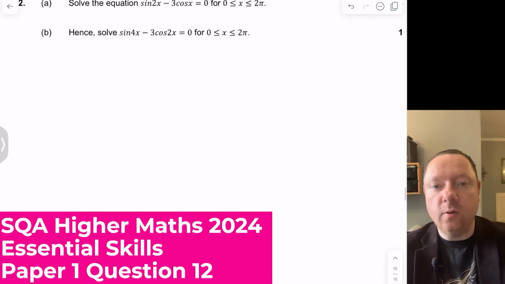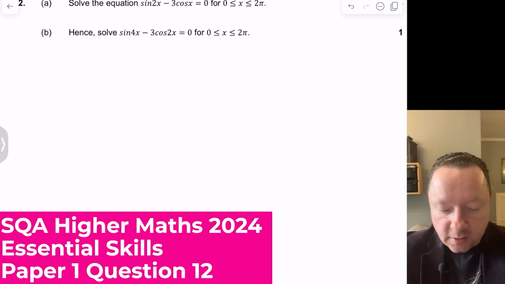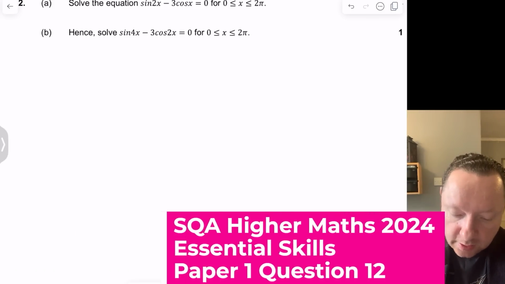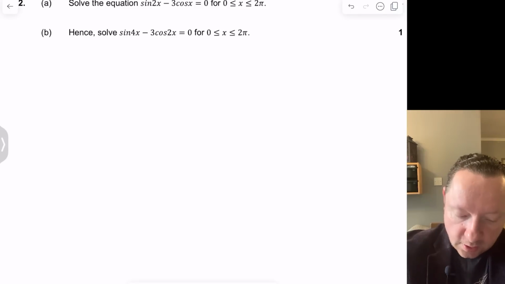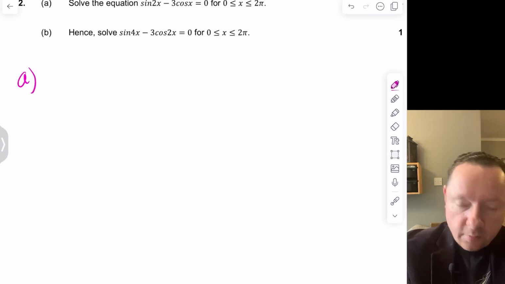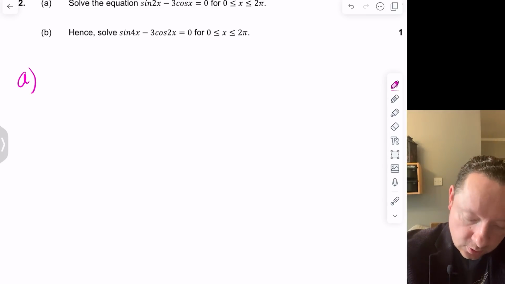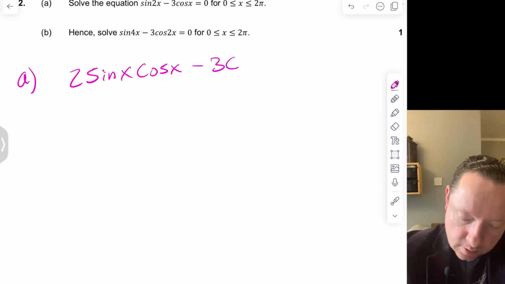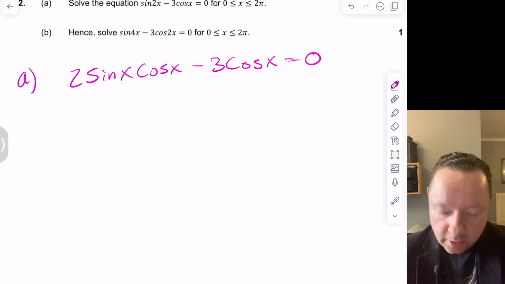SQA Higher Maths 2024 Paper 1 Question 12 for this Essential Skills paper. Solve the equation sin 2x minus 3 cos x equals 0, and then hence solve the next one. So let's look at A. So start of the exam paper, sin 2x is 2 sin x cos x. And then I've got minus 3 cos x equals 0. And we're also in radians here, so make sure your answer's in radians.